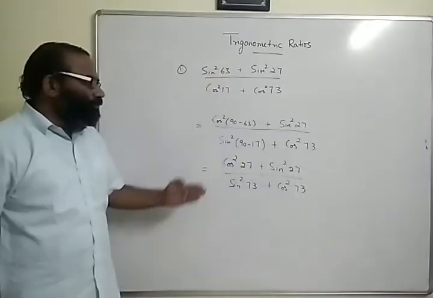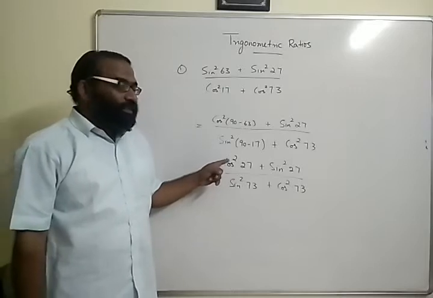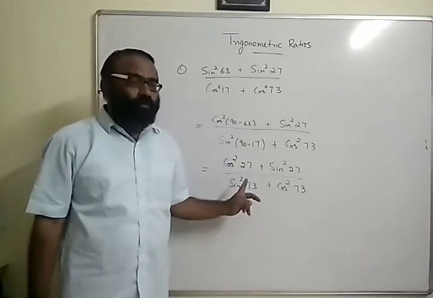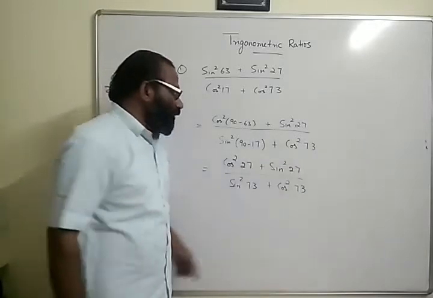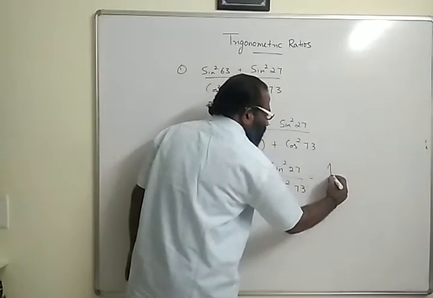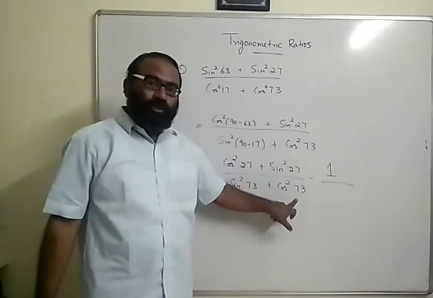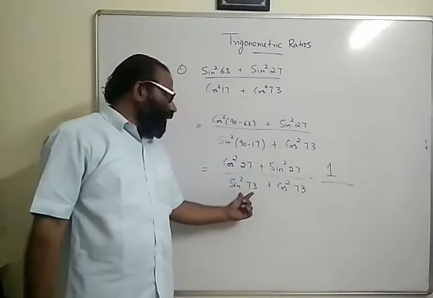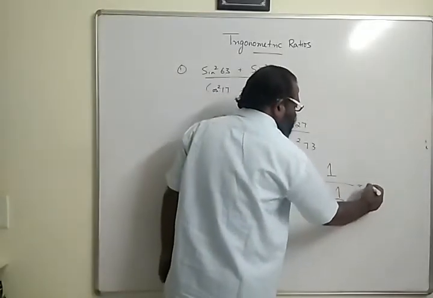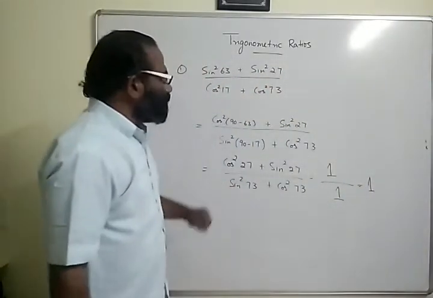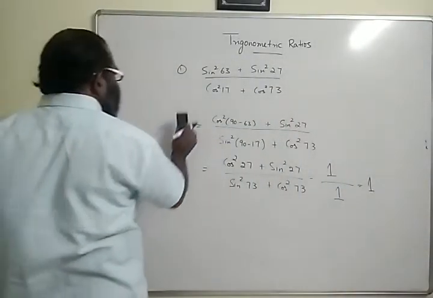When you see this, you immediately notice that it resembles one of the identities that we have learned: sine squared theta plus cos squared theta equals 1. Here also you have 27 and 27, so the numerator becomes 1. What about the denominator? Sine squared 73 plus cos squared 73, same form, which is 1. So it is 1 by 1, which is equal to 1. Okay, so let us go on to the next one.